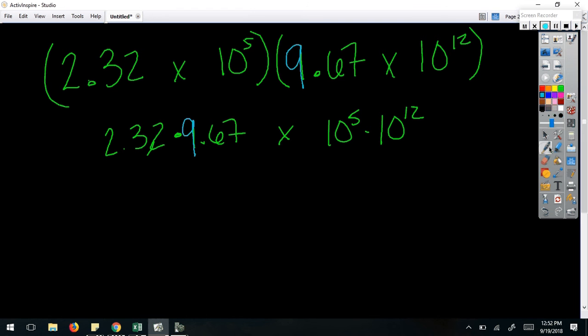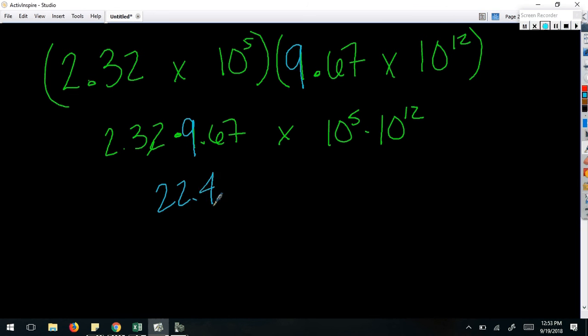Everything has changed. What is 2.32 times 9.67? 19 something. That's the problem. What is it? Somebody do it in a calculator and tell me what it is. You're exactly right: 22.434. Now, the problem that you all have recognized is there are two digits, not one.